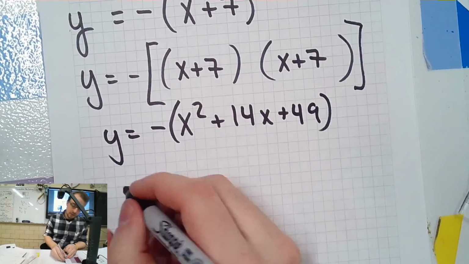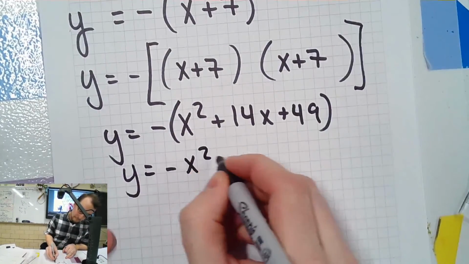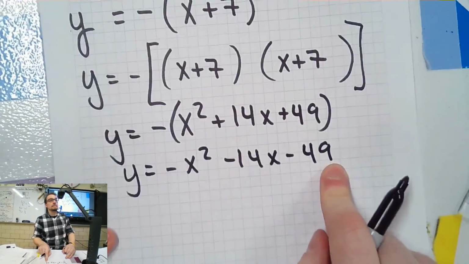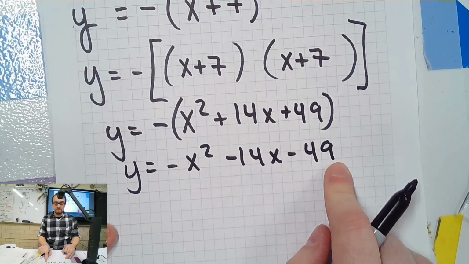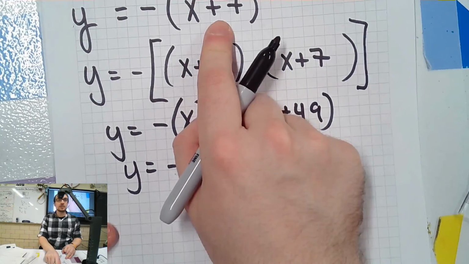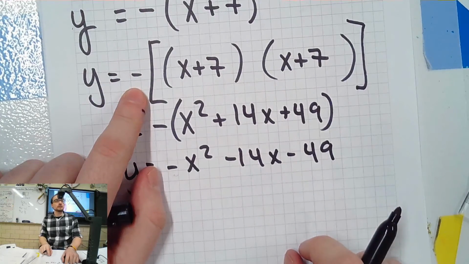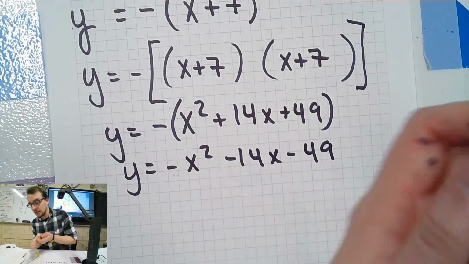But then when we distribute the negative, what happens? Minus 49. So if we want to add something inside parentheses, we have to be aware of what's on the outside, because it's going to affect it. So this makes things complicated. Let's try number 3 again.